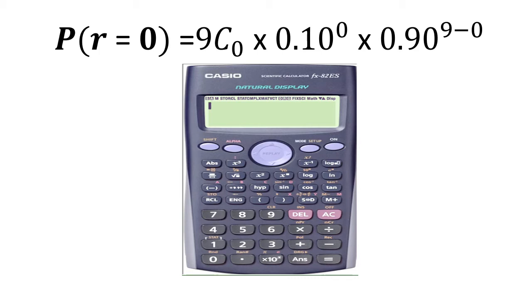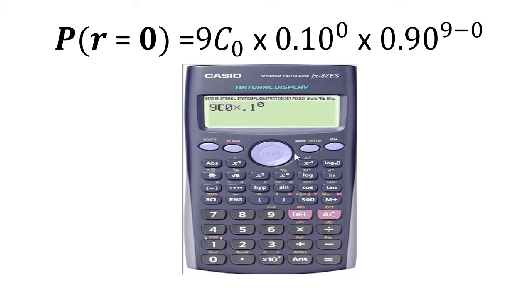So how do you go about it? It's going to be 9 combination 0. I'm going to press shift, and go here because that's where my combination is. You see an R there, and we are looking at 9 combination 0. I'm going to multiply that by 0.1 to the power of 0. So I'm going to go there, and then I'm going to put my 0.